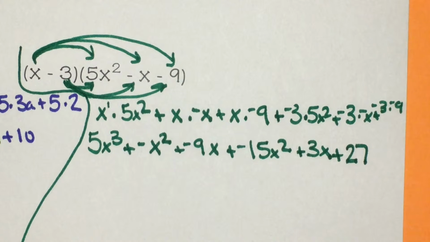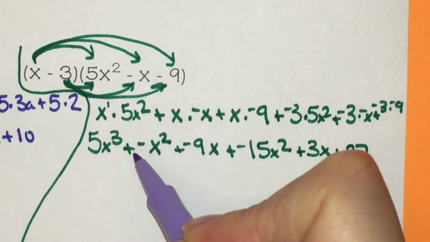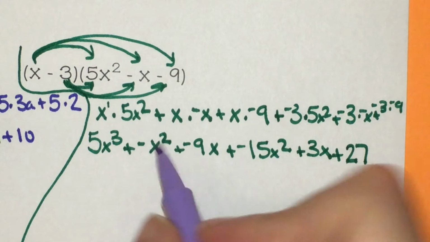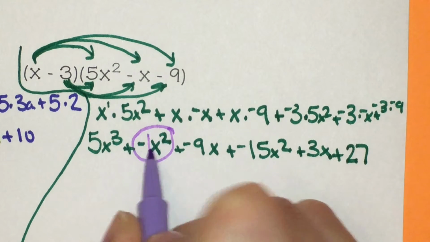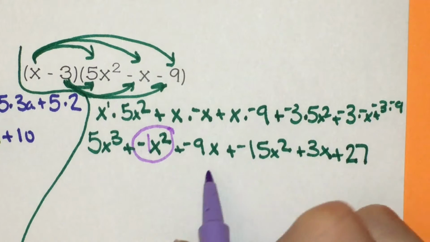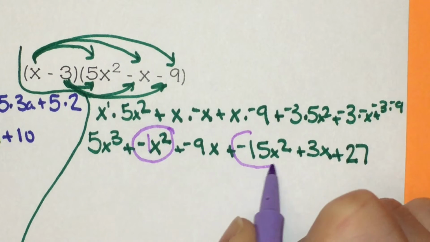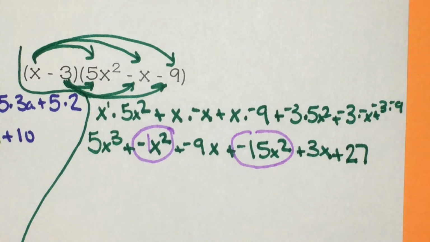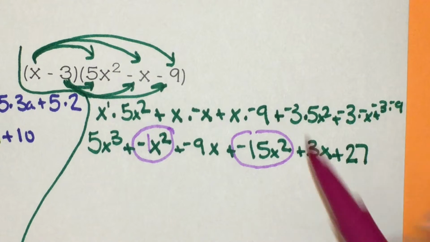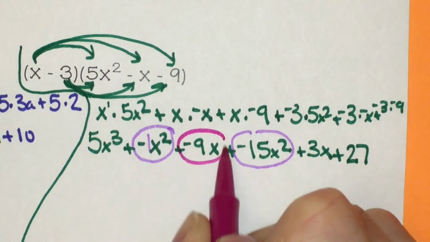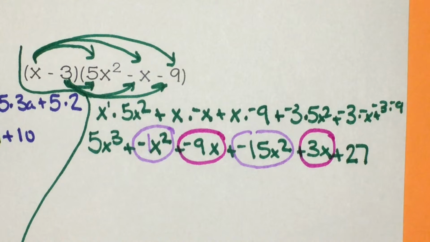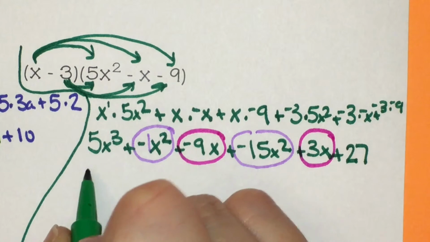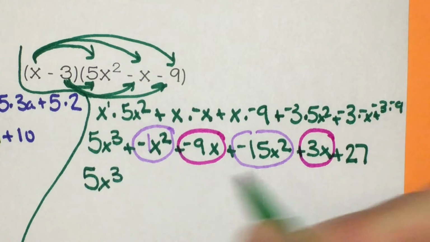All right, I'm going to combine like terms. I only have one x cubed, so I don't have anything to combine it with. But now we have a negative x squared, which is the same thing as negative 1x squared, and we have a negative 15x squared. We also have a negative 9x that can be combined with a positive 3x. So bring down the 5x cubed.